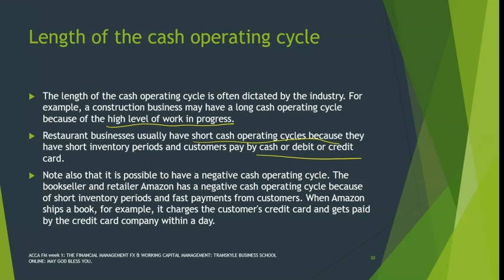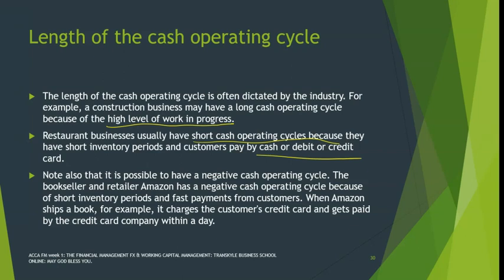Please note that it is also possible to have a negative cash operating cycle. Don't say that when you get a negative figure then you are wrong. You won't be wrong. The bookseller and retailer Amazon has a negative cash operating cycle because of short inventory periods and fast payment from customers.